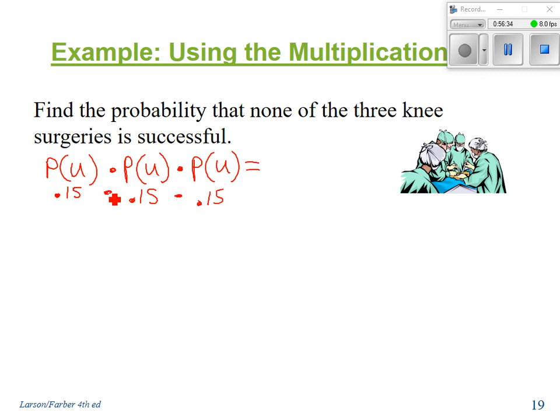What's that give us? 0.003. So is it unlikely that this surgeon's going to have a really, really bad day and all three of them aren't going to work? It's not very likely, because it's 0.3%. So it's less than 0.5% of the time that all three of them are going to go bad.